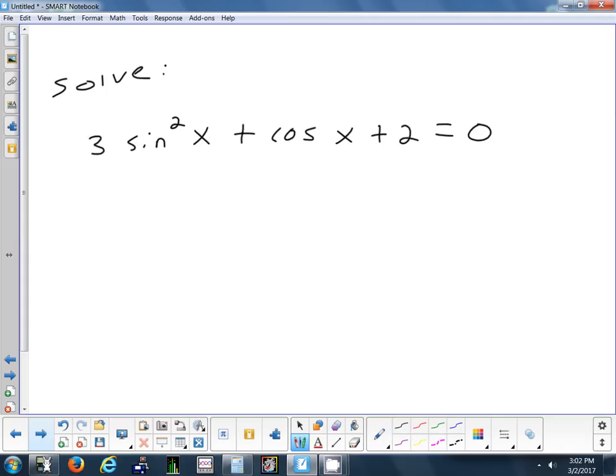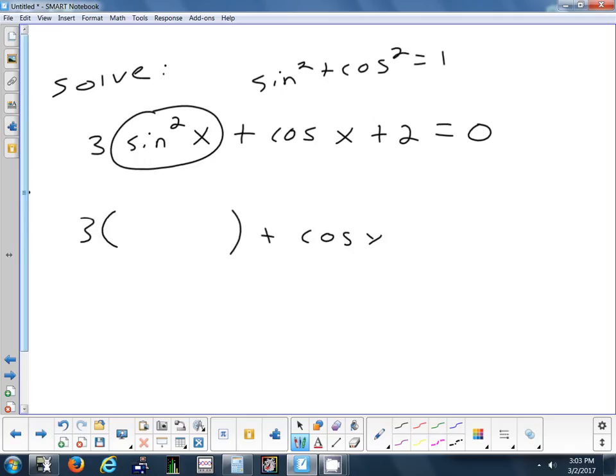So my hint was to always substitute for which one? The squared one. What's the identity that has sine squared in it? Pythagorean identity. Yep, sine squared plus cosine squared equals 1. So I'm going to leave everything else here, but I want to substitute in for sine squared. Okay, what is sine squared equal to? Yep, 1 minus cosine squared.